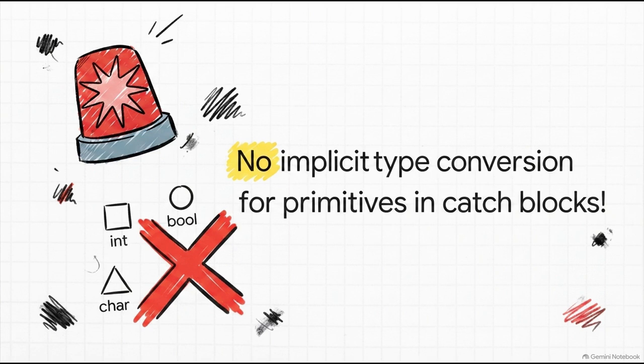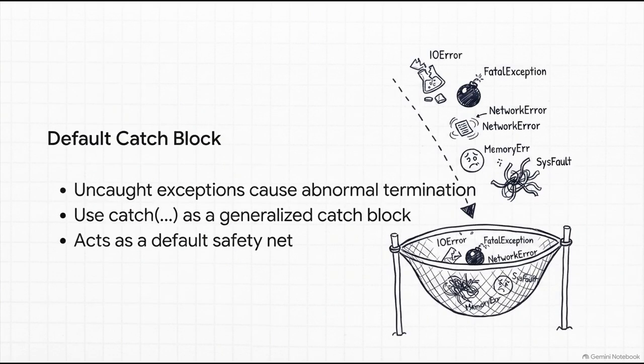If you throw a character like 'a' and just assume it's going to be caught by an integer catch block, your program is going to crash. C++ requires an absolute, exact type match for primitive exceptions. No exceptions, pun intended. So to prevent your application from totally crashing due to an unmatched type, you should always include a generalized catch block at the very bottom of your catch chains.